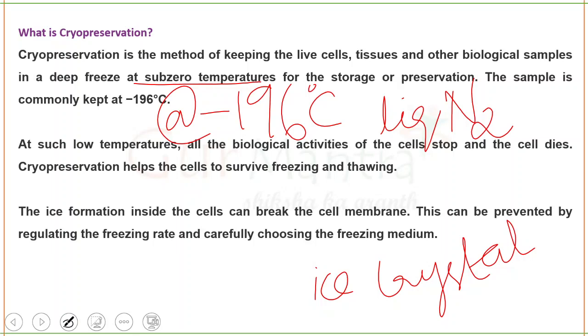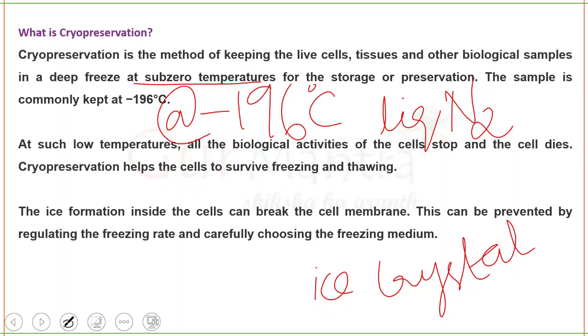Because in cryopreservation also we are storing the cells at minus 196 degrees Celsius, which is very, very low. So how are the cells still surviving? That we have to know. The ice formation inside the cell can break the cell membrane. This can be prevented by regulating the freezing rate and carefully choosing the freezing medium.